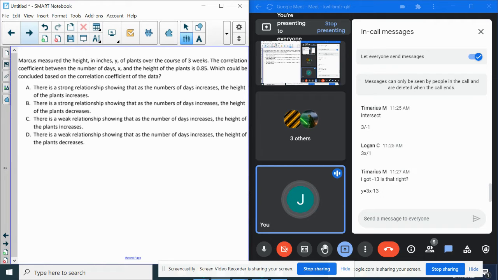And then C is a weak relationship showing that as the number of days increases, the height of the plants increases. So increase is positive again. So it's a weak positive. And then last but not least, D is a weak relationship showing that as the number of days increases, the height decreases. So that would be a negative. So our option for the first one would be strong positive. B is strong negative. C is weak positive. And D is weak negative.